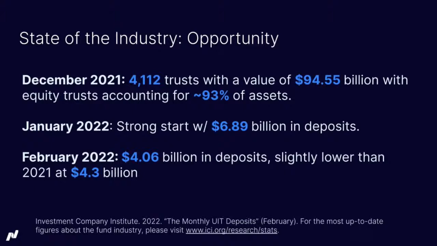Now, if we think about the state of the industry, the UIT industry is certainly smaller than what you might see in the broader open-end mutual fund complex, as well as ETFs, but it is healthy and it is growing and it is getting stronger and stronger each day. At the end of 2021, there were over 4,000 trusts with a value close to about $94 billion. This brings it close to the numbers that we saw in that 2014, 2015 timeframe.